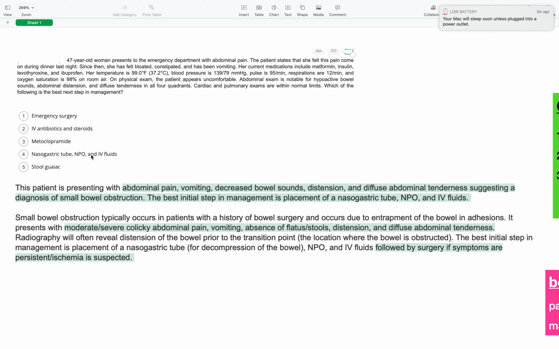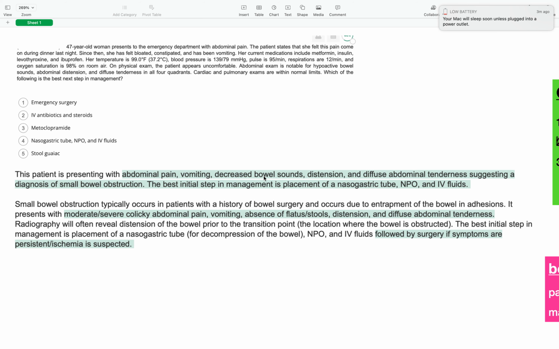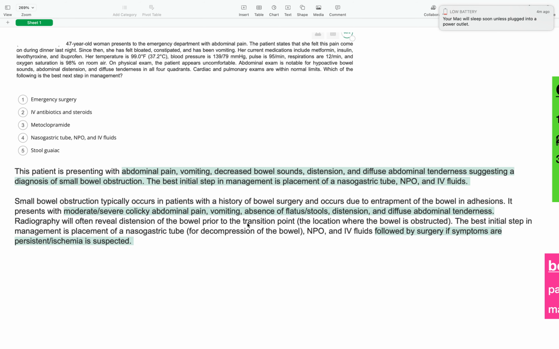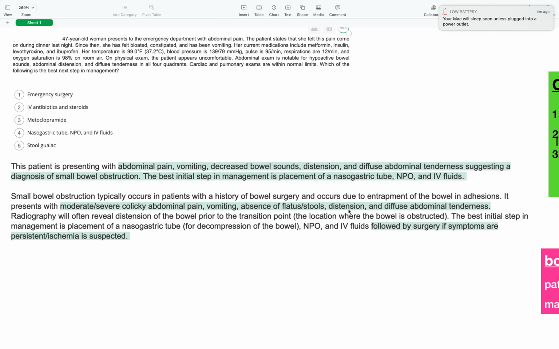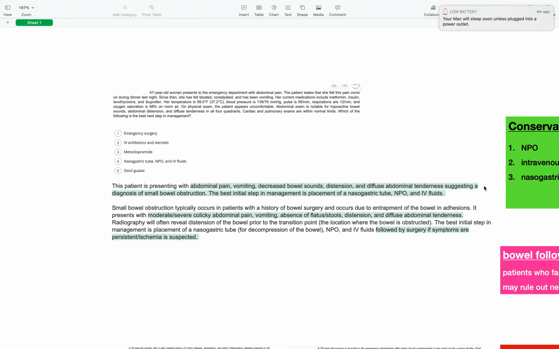Nasogastric tube, NPO, and IV fluids. Abdominal pain, vomiting, decreased bowel sounds, distension, and diffuse abdominal tenderness suggest a diagnosis of small bowel obstruction. The best initial step is placement of an NG tube, NPO, and IV fluids. Moderate to severe colicky abdominal pain, vomiting, absence of flatus, distension, and diffuse abdominal pain suggest complete obstruction. Surgery follows if the patient does not improve with conservative management.